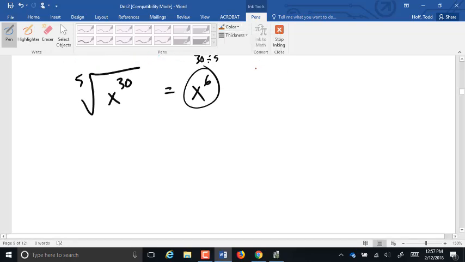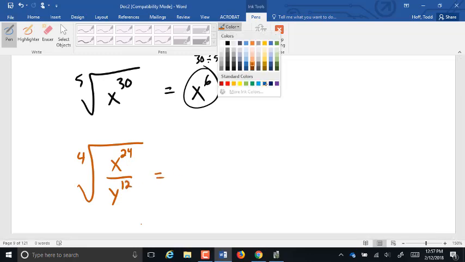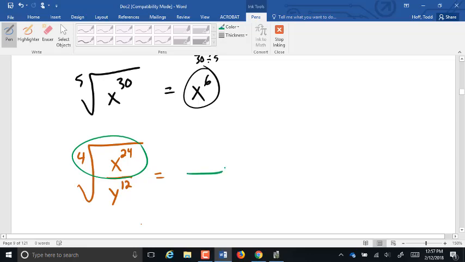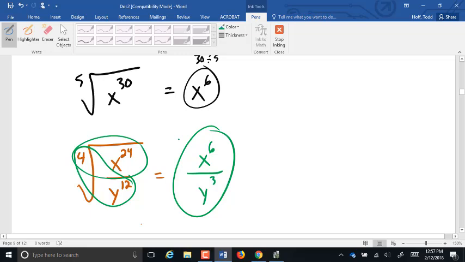So if I have the fourth root of x to the 24th over y to the 12th, what is the fourth root of x to the 24th? x to the 6th. Fourth root of y to the 12th. y to the 3rd. Now I can't combine those any further. Some people think, well, why can't I do 6 divided by 3 or 6 minus 3? Well, why can't we? Because this exponent has a base of x, and this one has a base of y. They have different bases, so we cannot combine their powers.